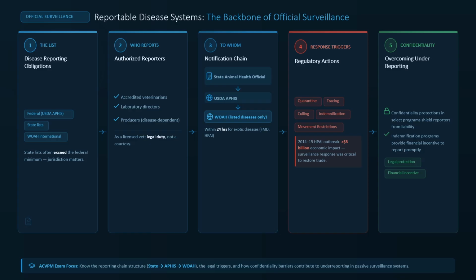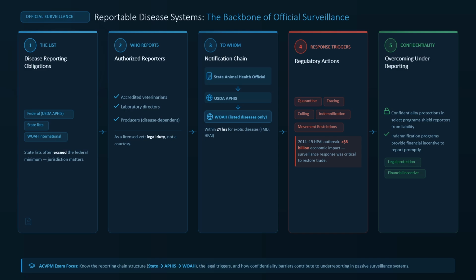Regular ongoing disease status reports are submitted weekly through the WAHIS system, the World Animal Health Information System. WAHIS is WOA's online platform and it's publicly accessible. You can look up disease status by country and disease in real time. Here's the distinction that trips people up.